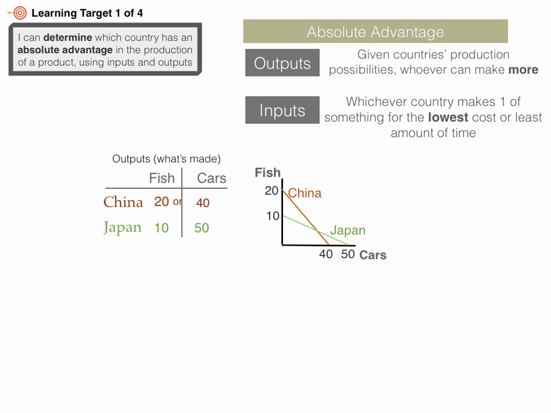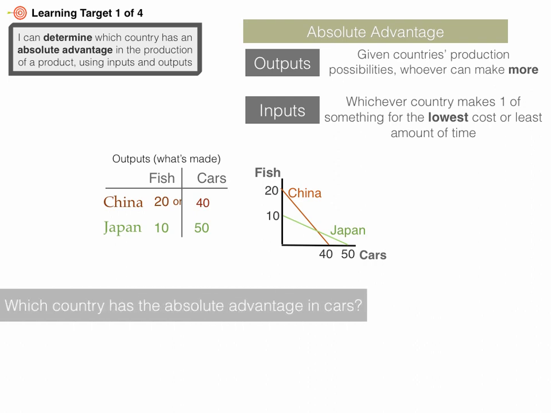Japan can make 10 fish and 0 cars, or 50 cars and 0 fish. Another way to think about this, the same resources that it takes Japan to make 10 fish could also get them 50 cars, one or the other. So asking the question, which country has the absolute advantage in cars? Well, Japan can make 50 cars, China can make 40 cars. Absolute advantage, whoever can make more. So Japan has the absolute advantage in car production.